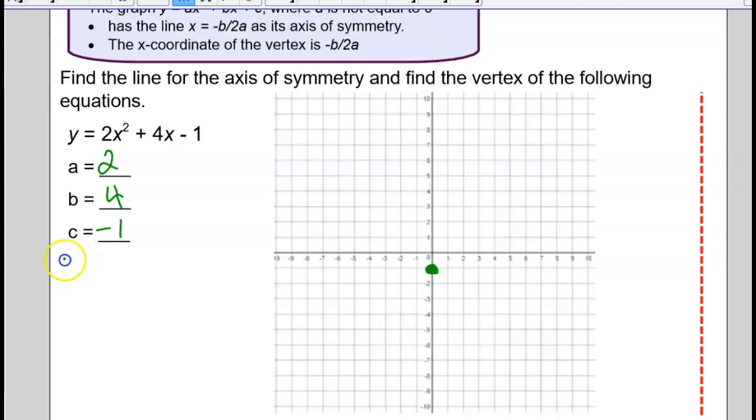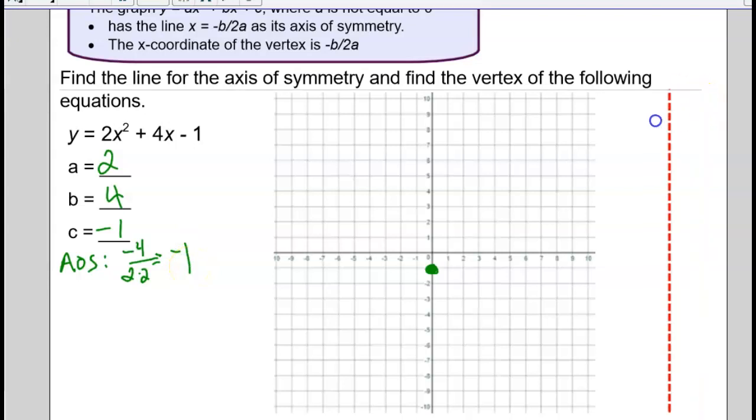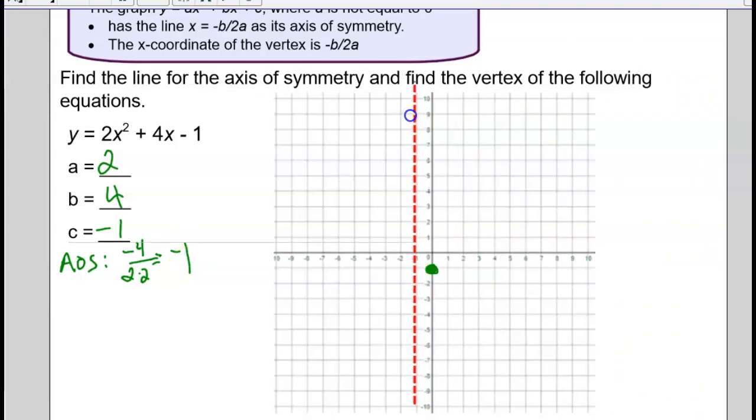Now I'd like to find my axis of symmetry. To do that, I take -b, which is -4, over 2 times a, or 2 times 2. -4 over 2 times 2 is -1. My axis of symmetry is at the line x is equal to -1. So my parabola is going to mirror across that line.